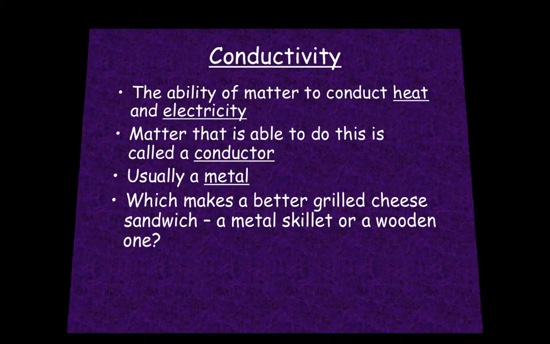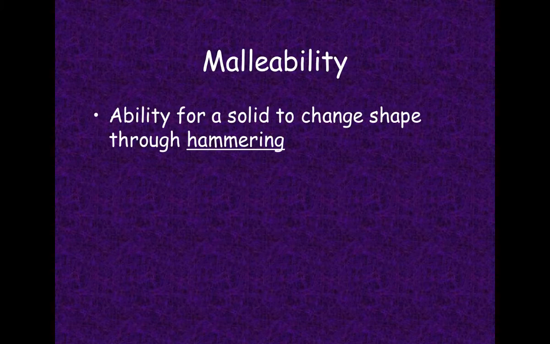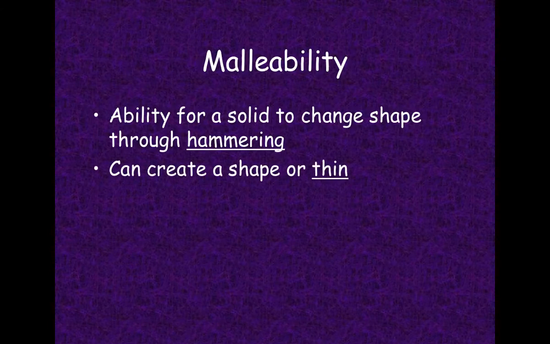The third physical property we're going to look at is malleability. Malleability is the ability for a solid to change shape through hammering. So the idea here is that you hit the object and it changes its shape and it actually stays that way. It doesn't break apart. You can actually hit something to create a new shape, or you can thin something. So in other words, take it down so it's very, very thin. Again, this is usually a metal.